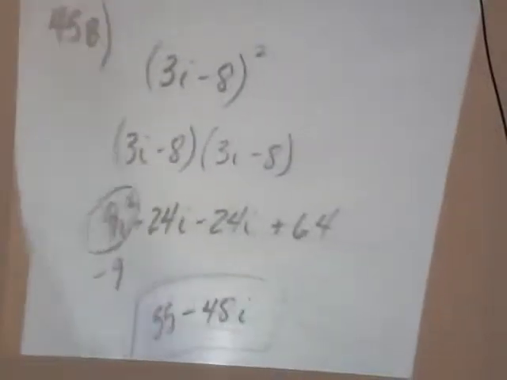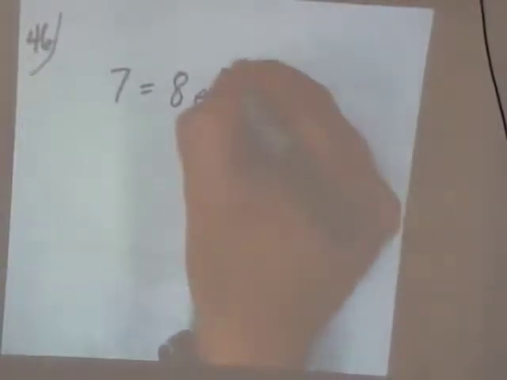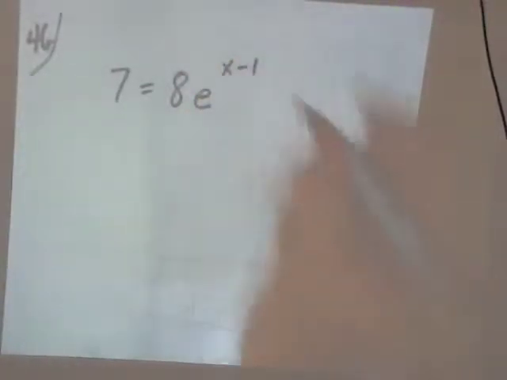Alright, 46. It says round to the 1,000th place. Well, that's going to be a decimal. I mean, a calculator. 46: 7 equals 8 times e raised to the x minus 1 power.